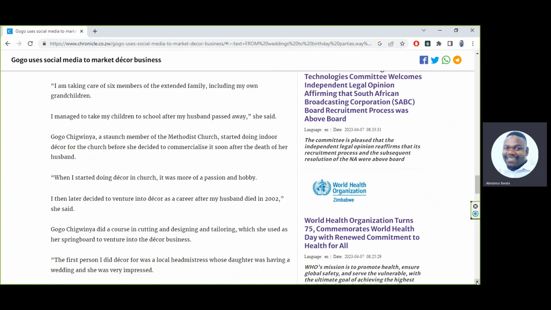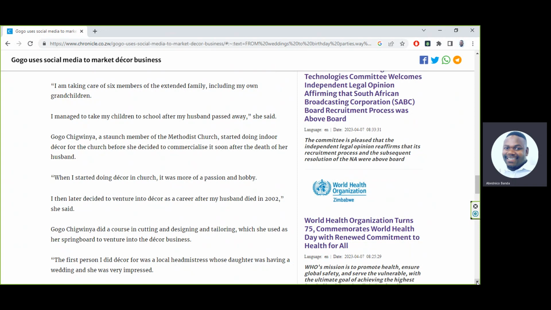Gogo Chigwinya, a staunch member of the Methodist Church, started doing indoor decor for the church before she decided to commercialize it soon after the death of her husband. "When I started doing decor in church, it was more of a passion and hobby. I then later decided to venture into decor as a career after my husband died in 2002," she said.